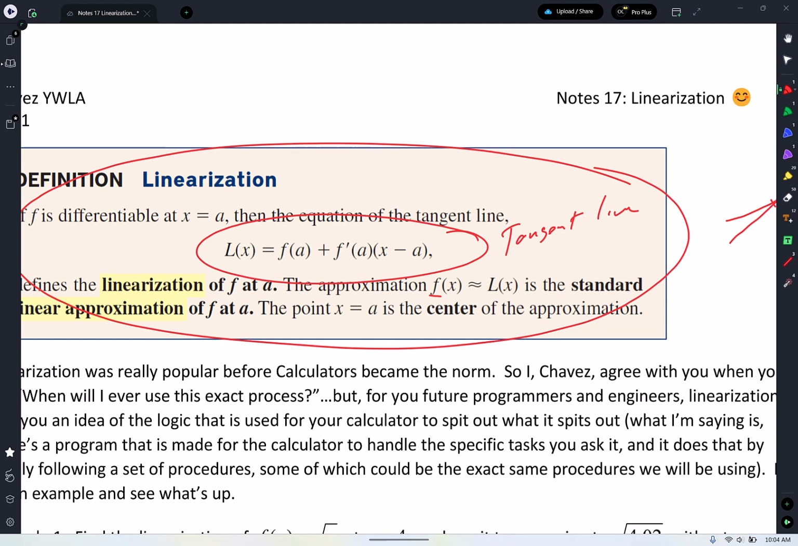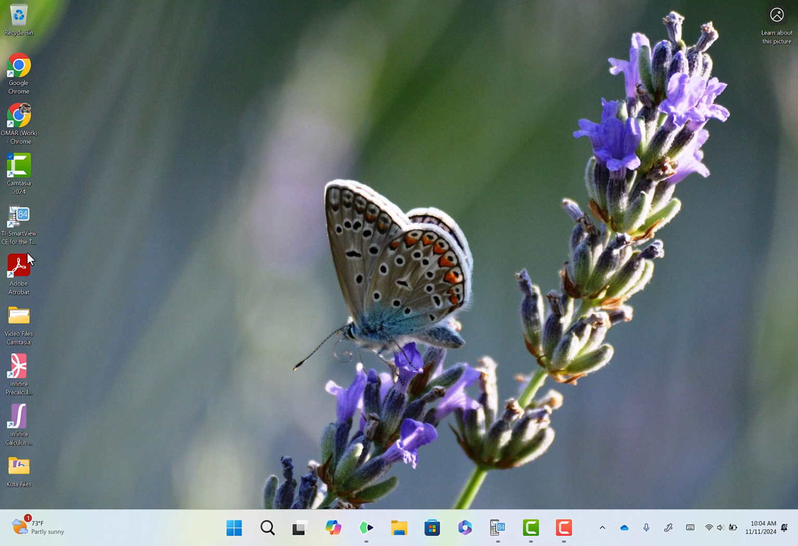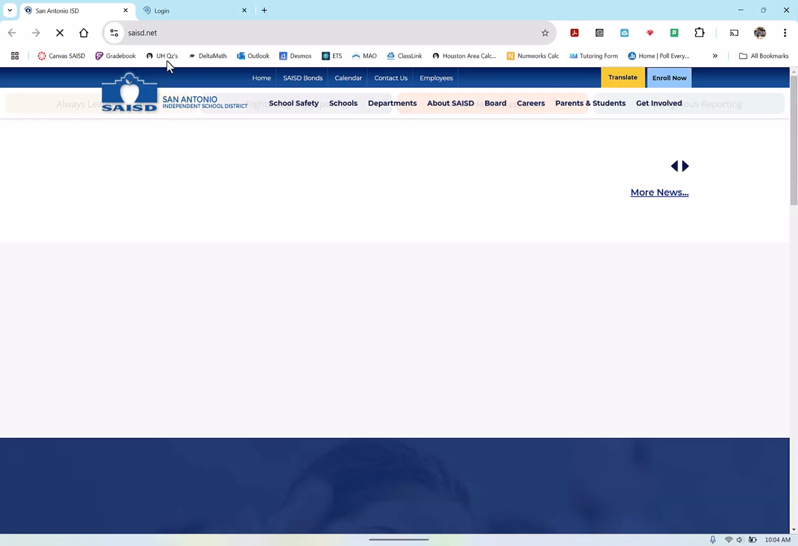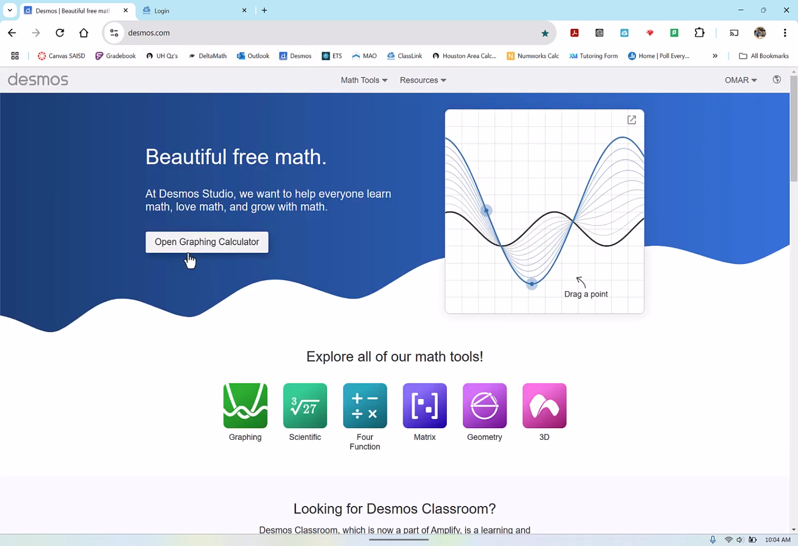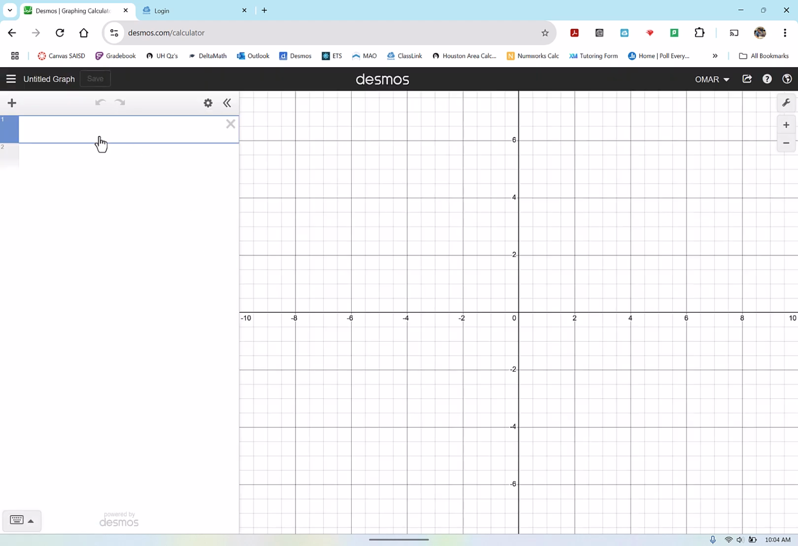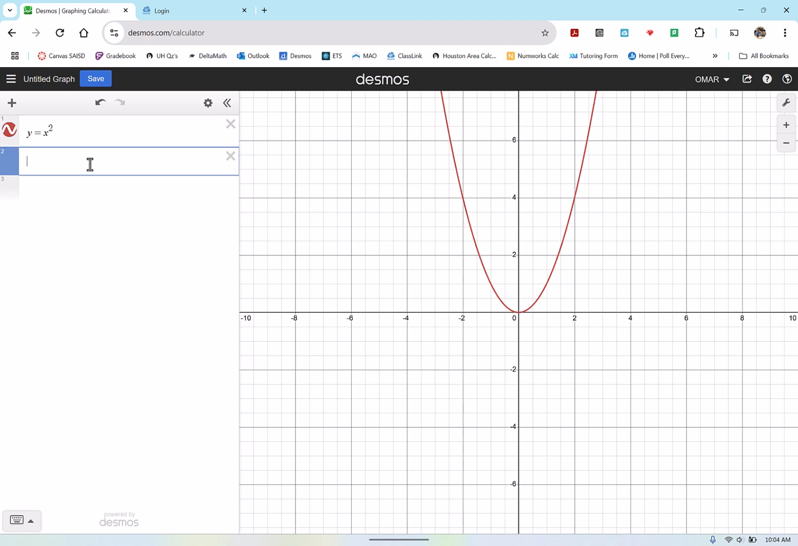So let's try this out, guys. Let's go to Desmos really quick, so you can see what I'm talking about, because the topic is not that bad if you understand what they're doing. Open graphing calculator. Let's do a simple one, like y equals x squared. The derivative of x squared is 2x, right? I'll do the point of tangency at the point (1, 1). So I'm going to write y minus 1 equals 2 times 1 is 2, so the slope is 2.